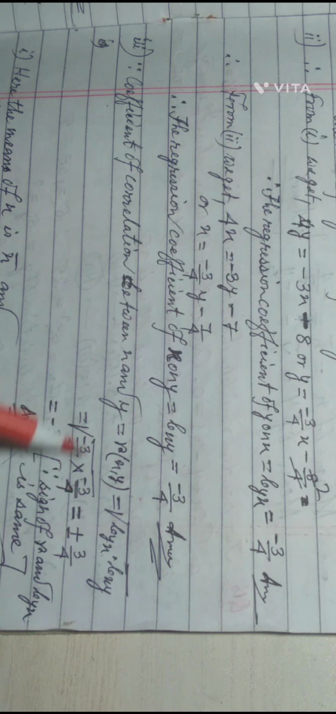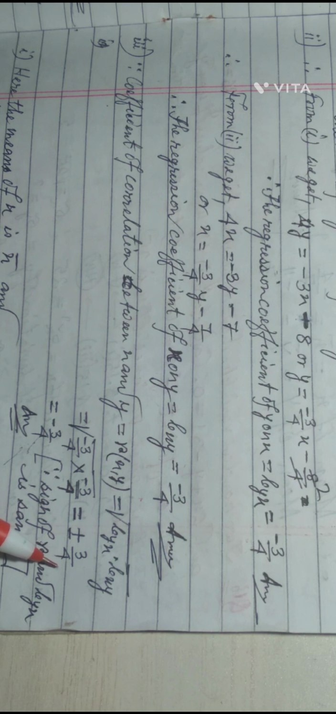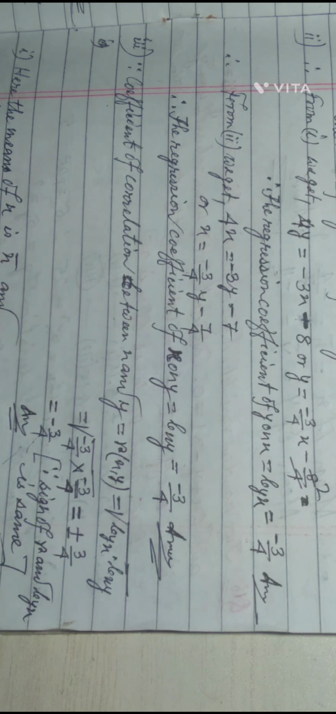Minus minus makes plus, and for double 3 there is the rule of square root: from a pair of 3 we get 3, and from a pair of 4 we get 4, at the place of denominator and at the place of numerator. And after that we know that every root has the answer plus minus, because plus will be the answer, minus will be the answer. So plus minus 3 by 4. But we have to take minus 3 by 4 because we know that the sign of r and byx is same.